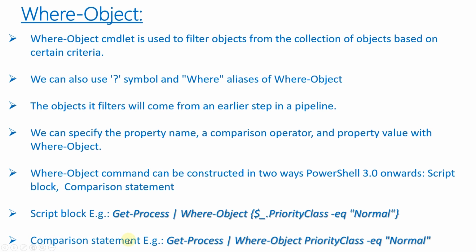And here we have an example of a comparison statement. When we use a comparison statement, we don't need to use curly brackets or the automatic variable. Straight away we can use the property name, and after the operator we can write the property value. So this is how we can use the comparison statement.